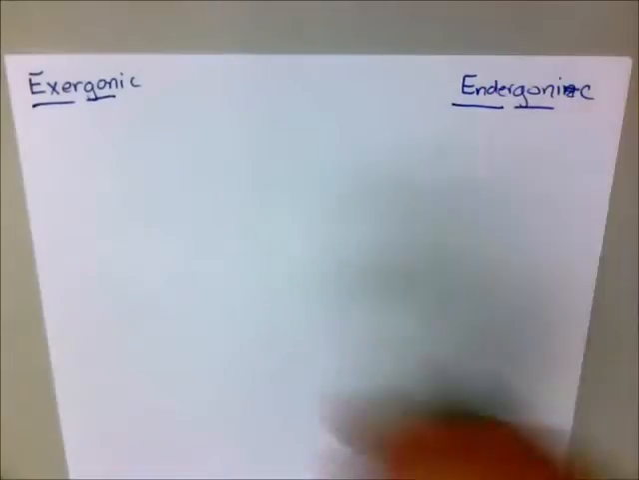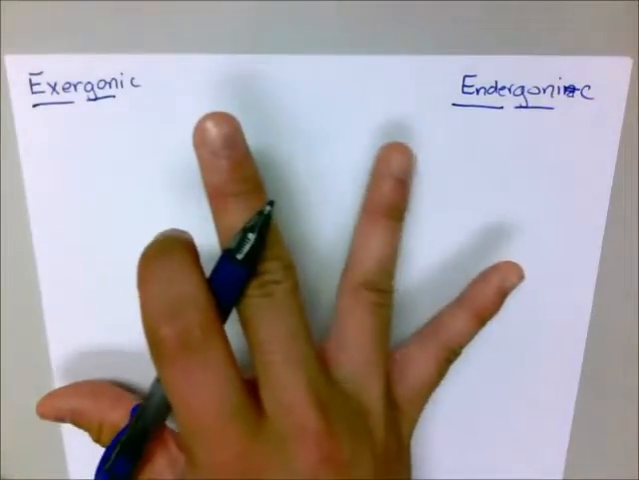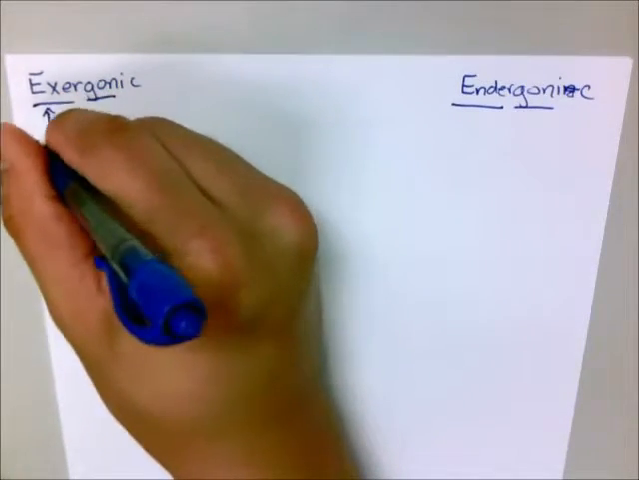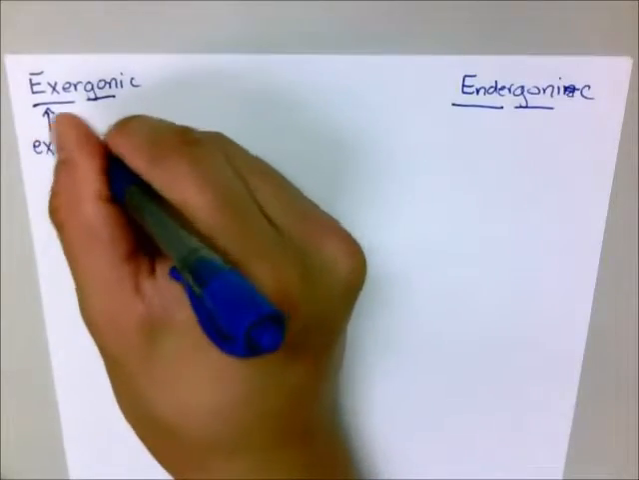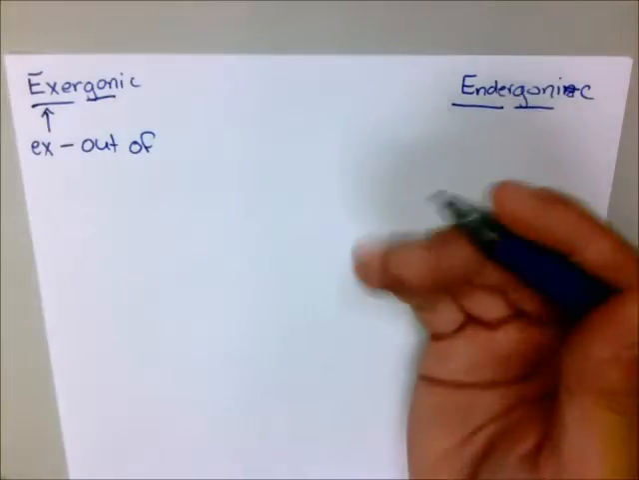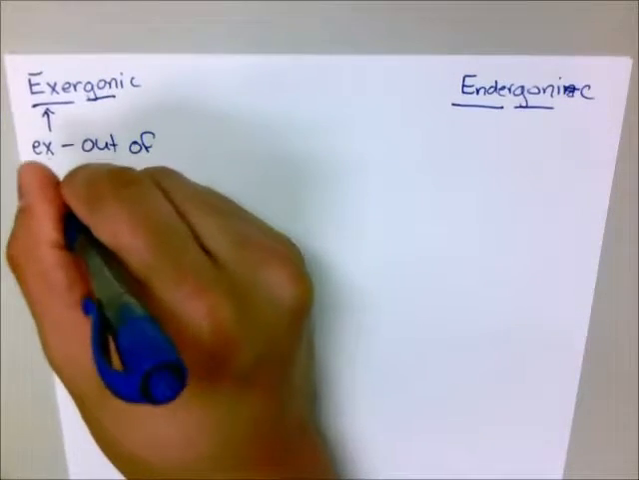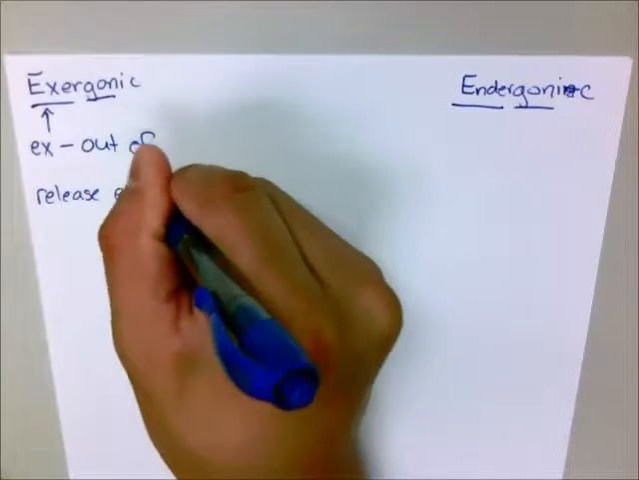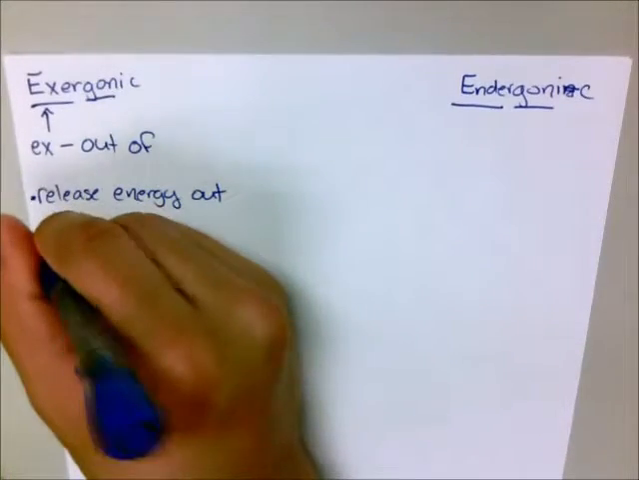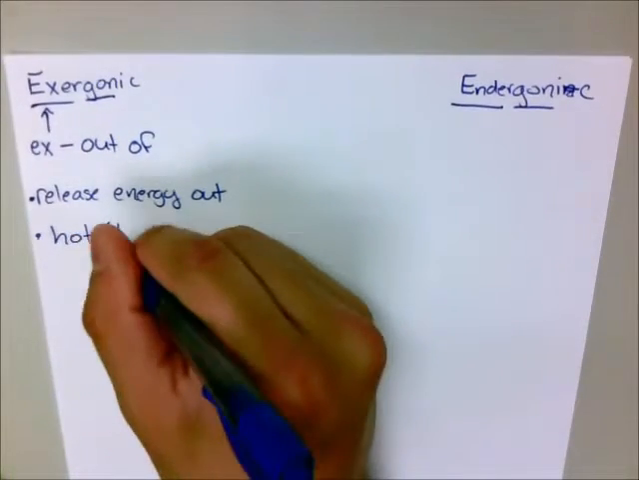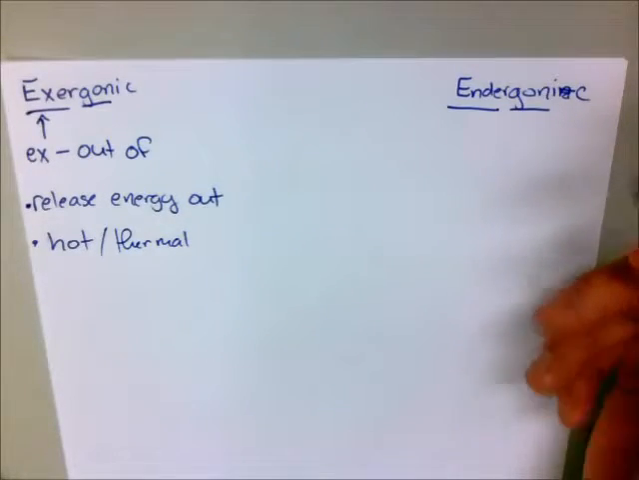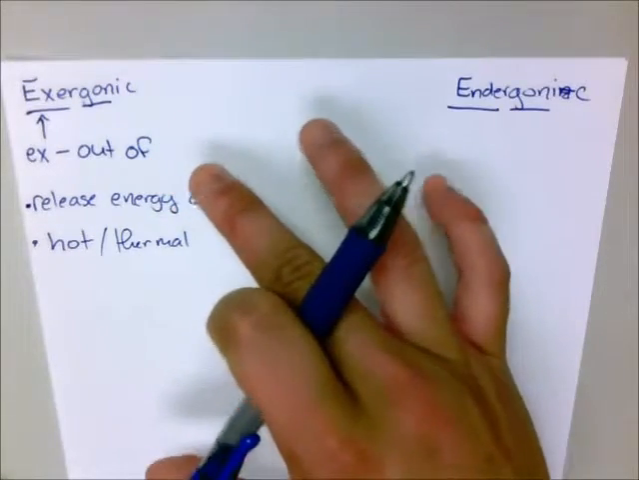Exer and ender. Now, some of these words might be a little different from what you're used to, but ex comes from the Latin, which just means out of. So this is outside, alright? So this is when you release energy out of you. So this is to release energy out, okay? Release energy out. These are hot reactions or thermal reactions. So if you ever witness a chemical reaction of some sort, you know it's exergonic because it'll give off heat.